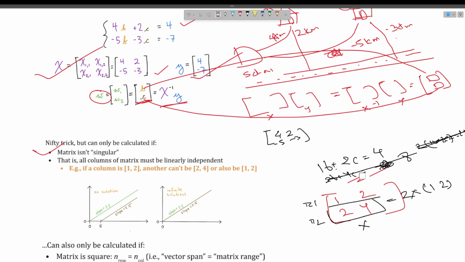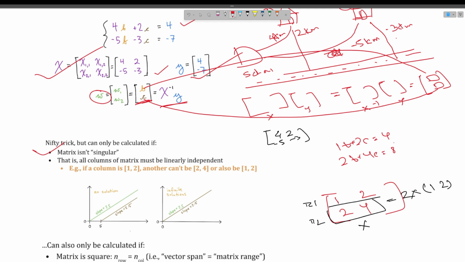Let me just remove this and make it easy for you. So it is basically the same thing, right? As mentioned, it might be 1b plus 2c equal 4 and 2b plus 4c equal 8, something like that. So it's exactly the same thing. If the equations are exactly the same, obviously there is no meaning in getting a common value or some point where they will collide. So yeah, that's when you cannot get an inverse.